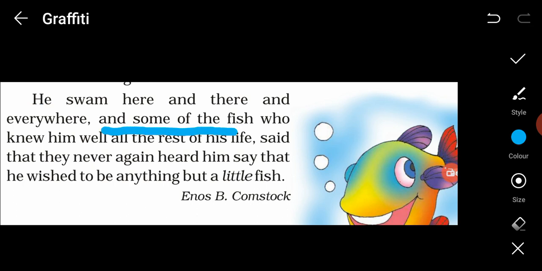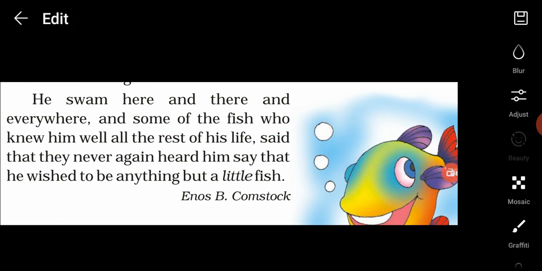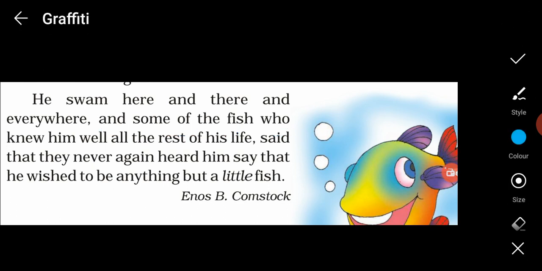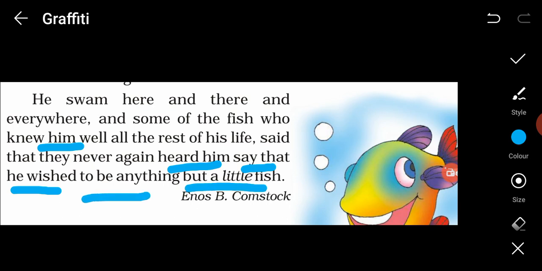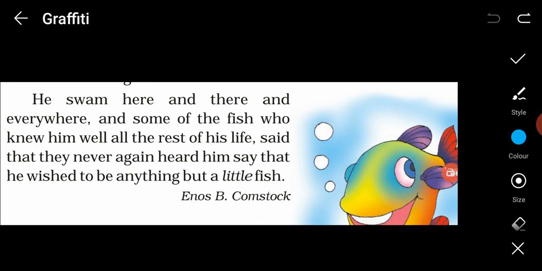And some of the fish who knew him well, all the rest of his life said that they never again heard him say that he wished to be anything but a little fish. So that was the moral of the lesson that he had learnt. All his friends were caught, but this little fish was saved just because it was small in size.